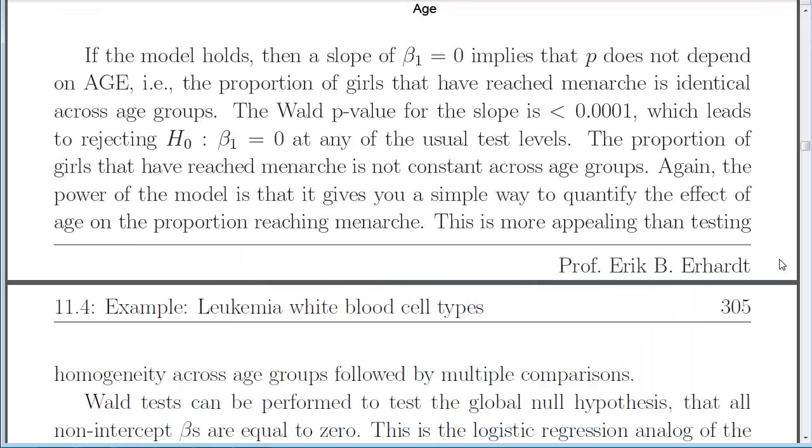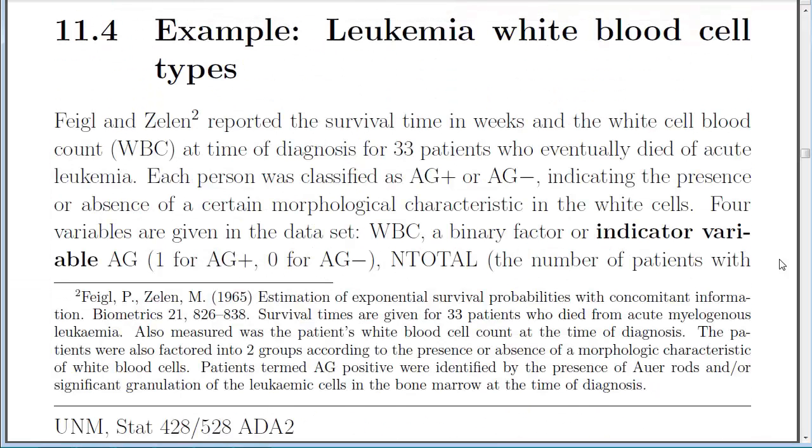All right, so we'll come back and we'll look at an interesting example with leukemia, where now we'll have a second covariate which indicates a disease status.